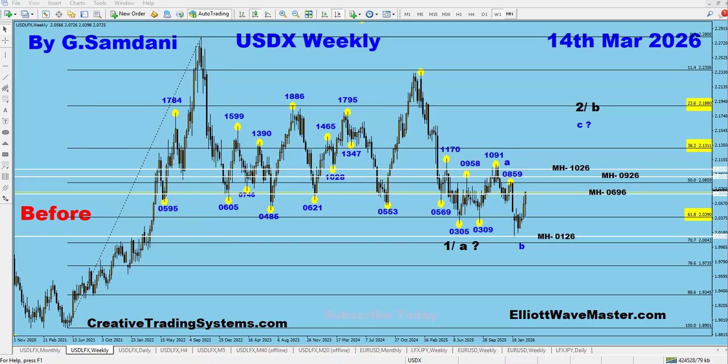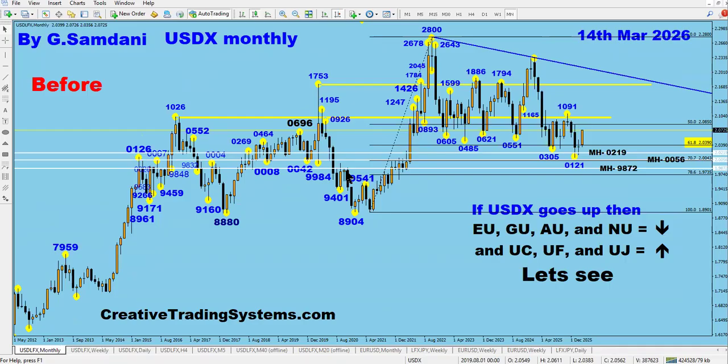Let me show you the monthly chart first. This is the monthly chart. I made it a long time ago. We were here and it was supposed to go to the upside. So we started to go to the upside, but then came down again, and we are struggling here in this area. If you draw the fib, it's around 61% now.